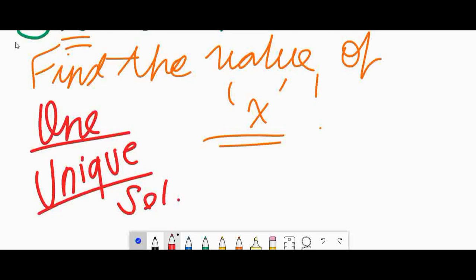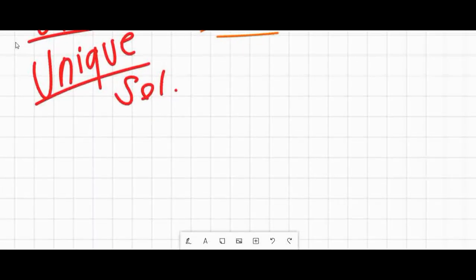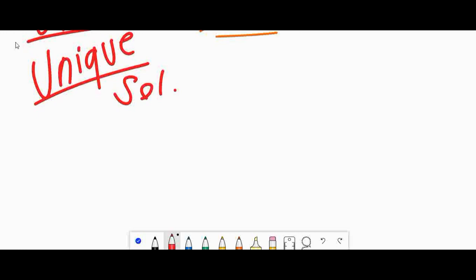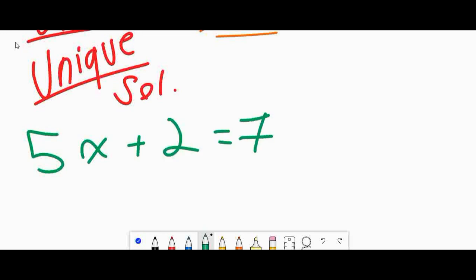So if there's only one solution, then there has to be one answer. So 5x plus 2 is equal to 7 has to have only one solution. But what is that one solution?